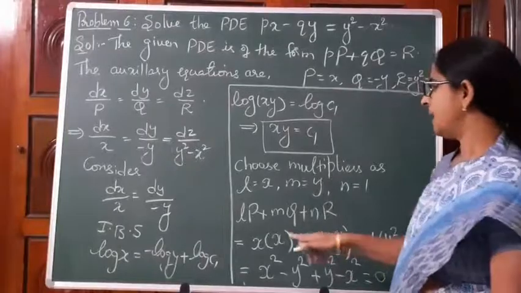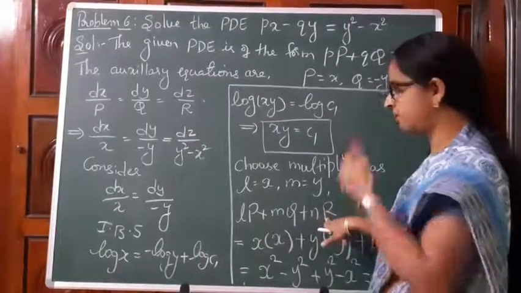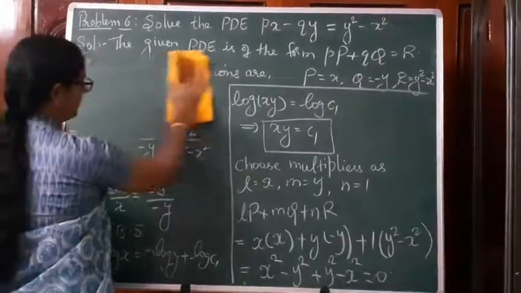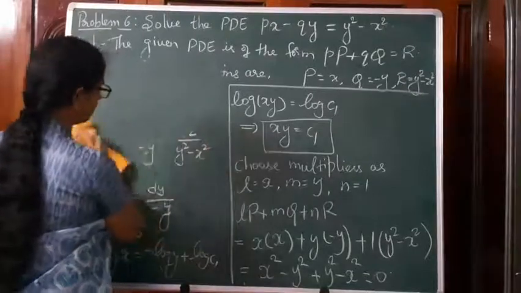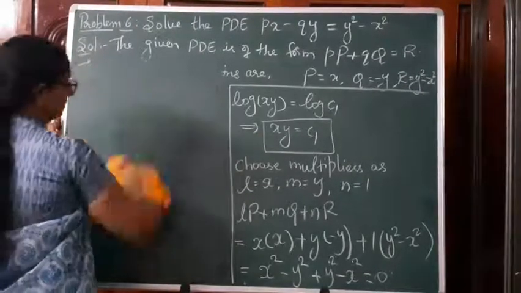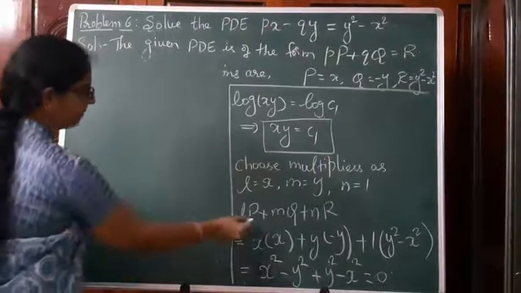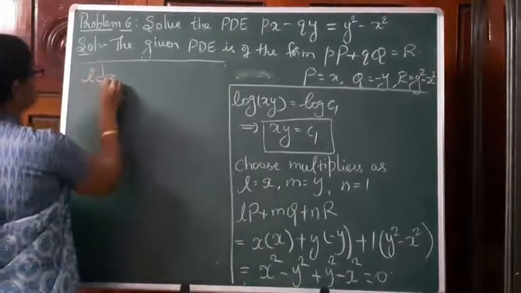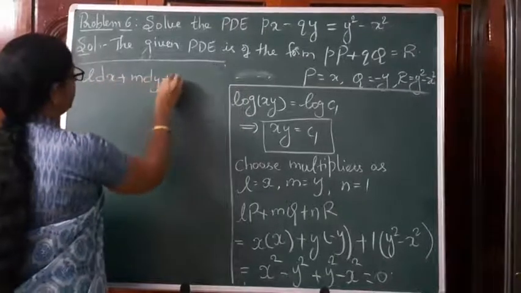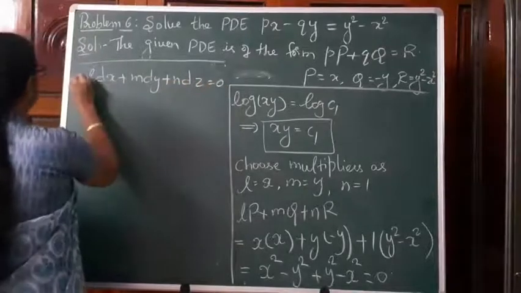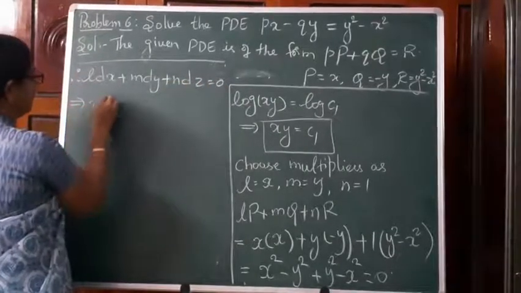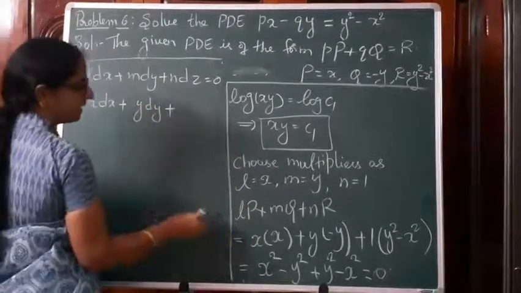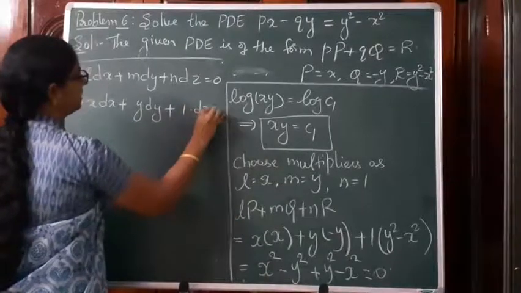So what happens? l dx plus m dy plus n dz is equal to 0. Therefore you can write here. Remember the first solution, it is xy is equal to c1. Because lP plus mQ plus nR is equal to 0, here we get l dx plus m dy plus n dz is equal to 0. That is x dx plus y dy plus, n is 1, into dz is equal to 0.